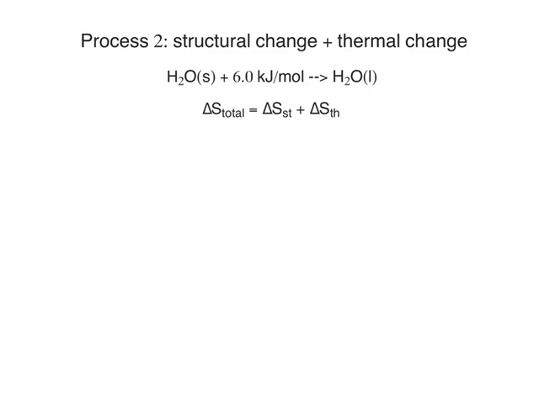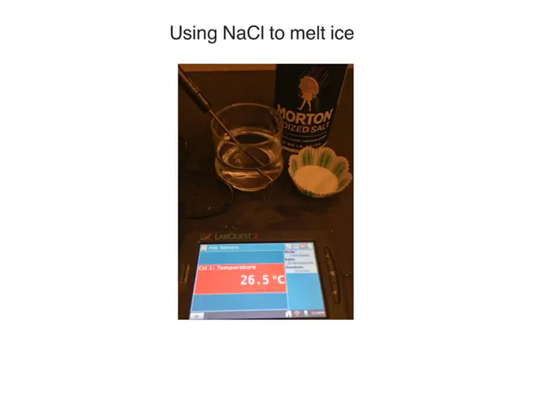Now let's consider a way to make delta S total greater than 0 without adding thermal energy to the system. When sodium chloride is added to an ice-water mixture, the presence of the sodium and chloride ions increases the number of ways the molecules of liquid water can arrange themselves. This increases the magnitude of delta S structural so that this factor dominates.